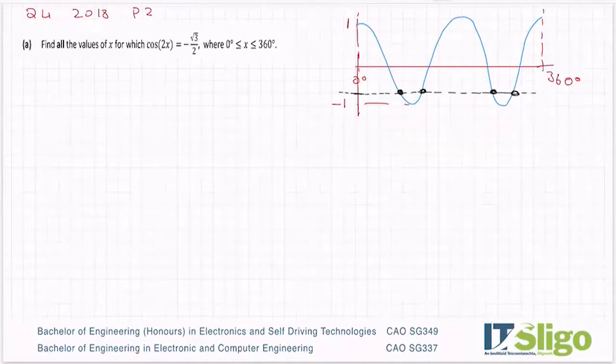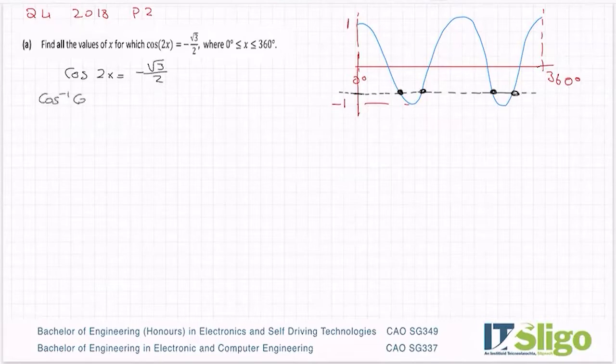Well, we need to solve for x, okay? It says find the values for x. So the first thing I would do is get cos inverse of both sides, okay? Because that will strip away cos. So let's do that. So I have cos of 2x being equal to minus root 3 over 2. Let's get the cos inverse of both sides. Cos and cos inverse cancel, so 2x is equal to.